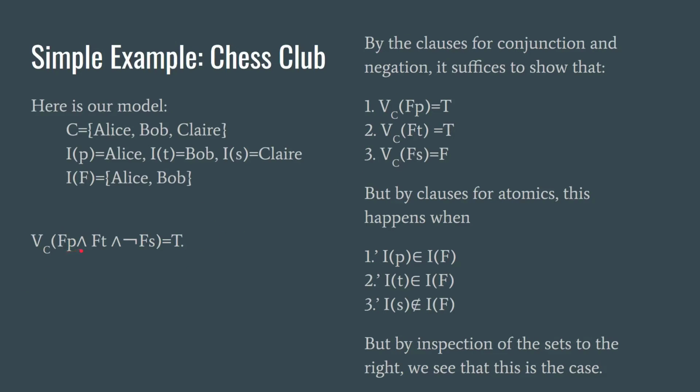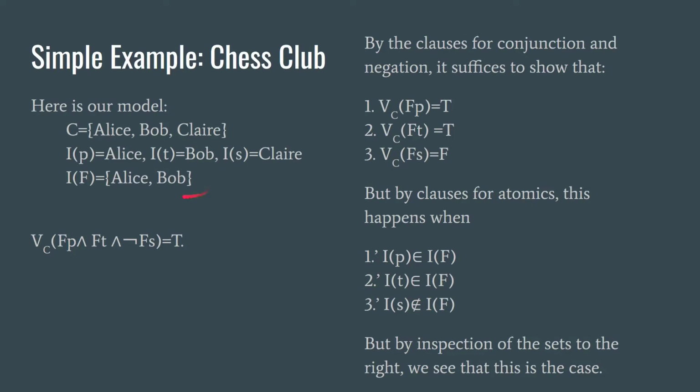This example is different because it contains propositional connectives, whereas our previous examples were atomic. So we need to look at the clauses for conjunction and negation. We notice the following. In order for this sentence to be true, here's what needs to happen. The model needs to make FP true, it needs to make FT true, and it needs to make FS false. That happens just in case our interpretation of the word P is in the set IF, our interpretation of the word T is in the set IF, and our interpretation of the word S is not in the set IF.